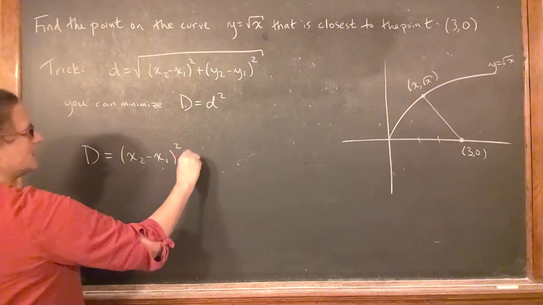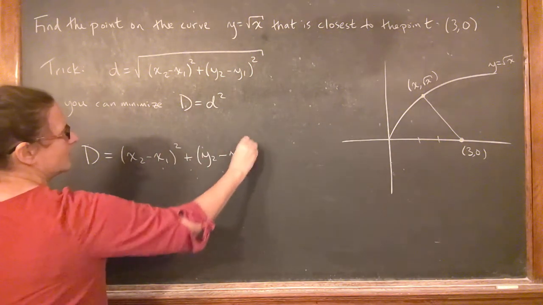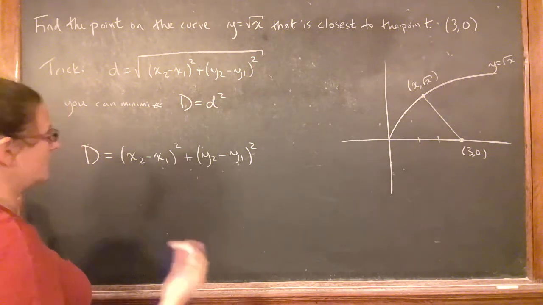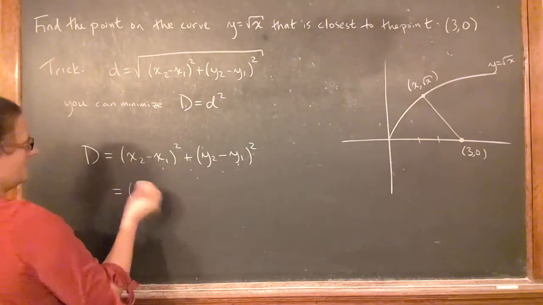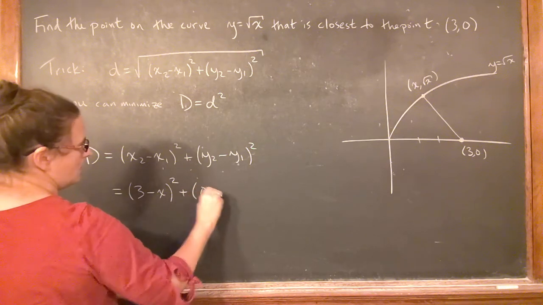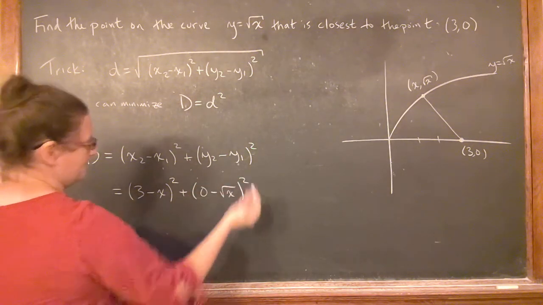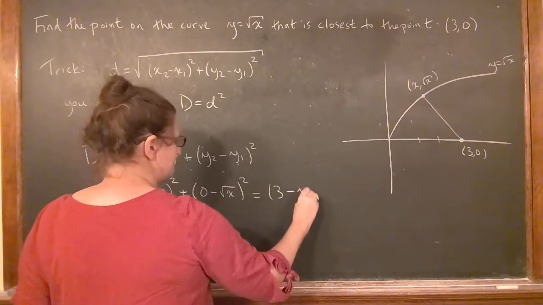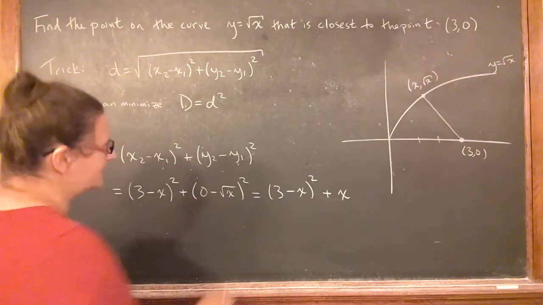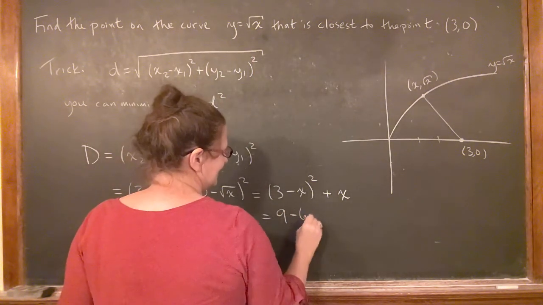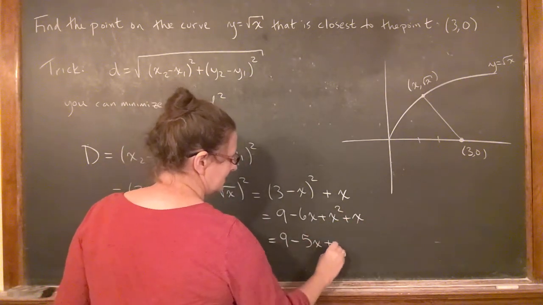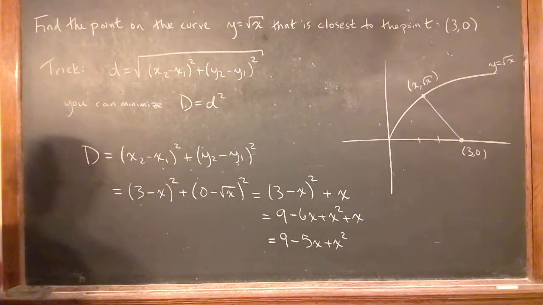x2 minus x1 squared plus y2 minus y1 squared. Much easier math, right? So where are my x2, x1, y2 and y1? They're over there. So I have 3 minus x squared plus 0 minus square root of x squared. This is actually quite easy now, because all I have is square root of x squared, so that's just x. And I can even work this out: 9 minus 6x plus x squared plus x. So this is 9 minus 5x plus x squared. Okay, so that is the distance squared.